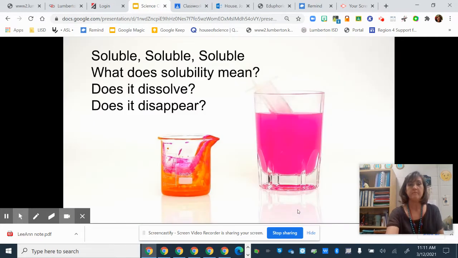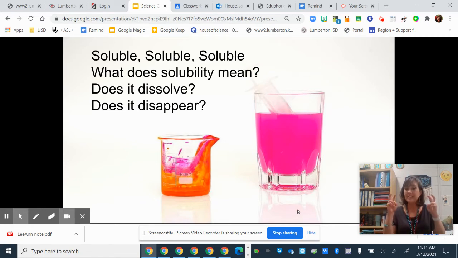All right? And the next one is solubility. Solubility is whether something will dissolve. Now, if you put sugar and water, it's going to dissolve till it looks like there's nothing there. If you taste it, you'll taste the sugar and the water.